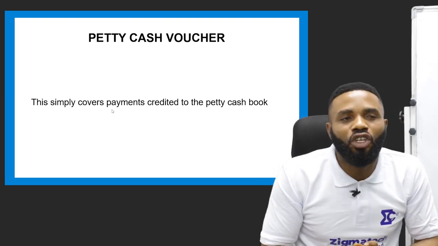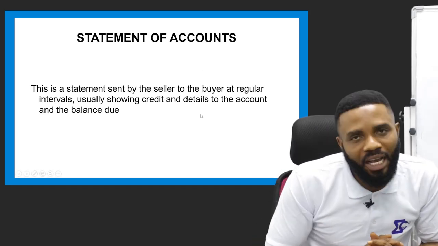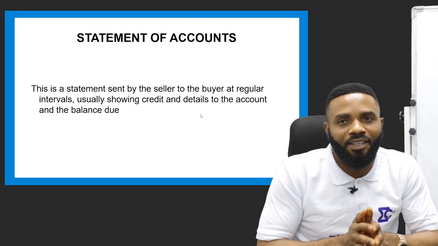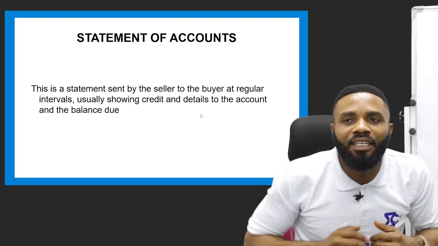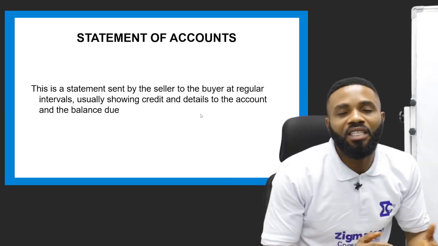The petty cash book. And then the next one is what we call statement of account. This is a statement sent by the seller to the buyer at regular intervals, usually showing credit and details of the account and the balance due. It's a statement of account.